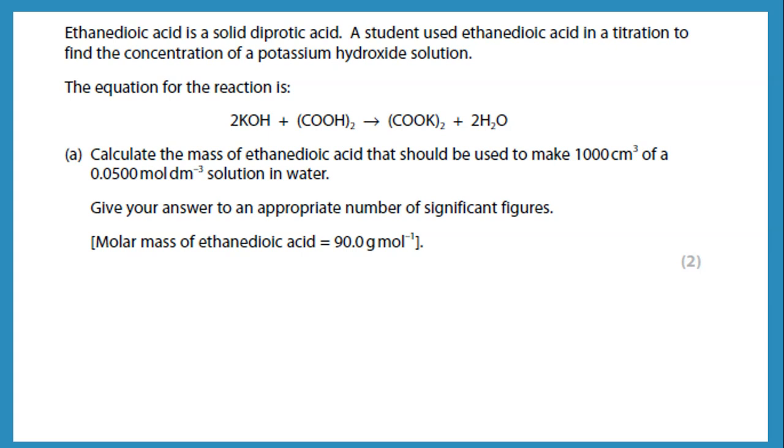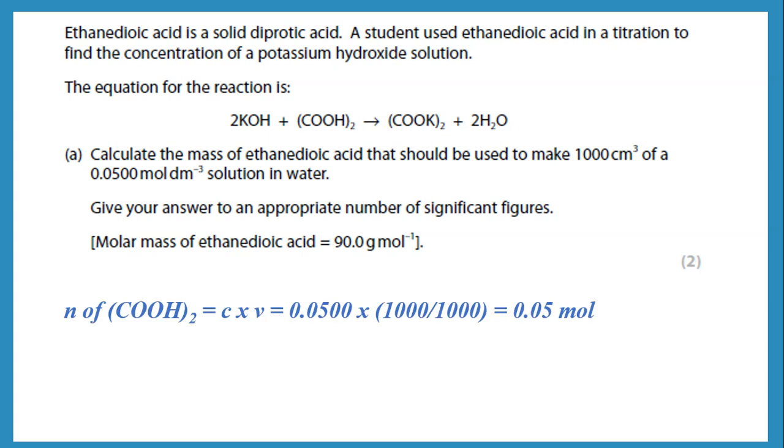So of course, again, the first thing I need to calculate is what? Number of moles. Number of moles, concentration times volume. Again, remember the volume should be in decimeter cubed. So you divide that by 1,000. And that gives me 0.05 mole. That means that's the number of moles I want.